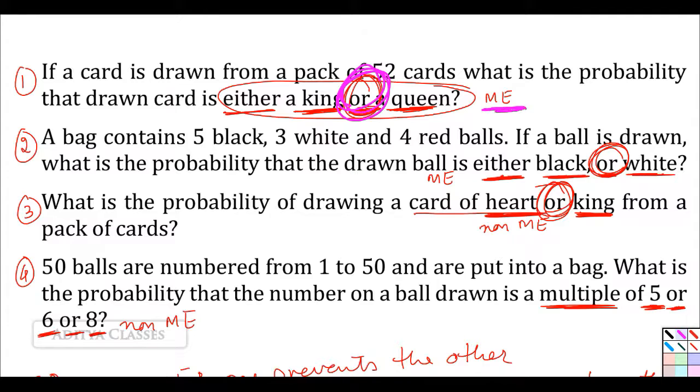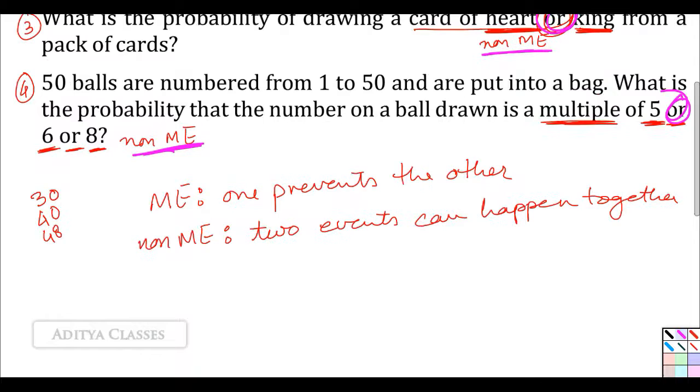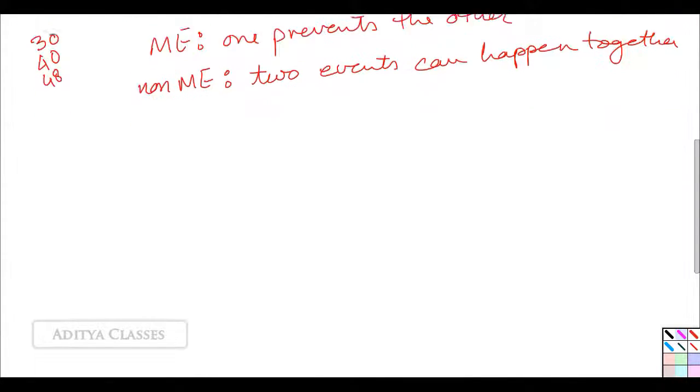So now that we are through with our initial analysis, we know that the first question is an OR type question with mutually exclusive. Second is OR again with mutually exclusive. Third is OR non-mutually exclusive, and last one is OR non-mutually exclusive. So let us go ahead and solve these questions. So to solve these questions, let us import these questions once again.